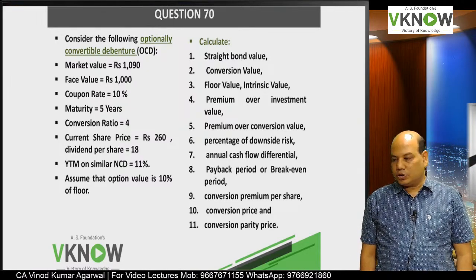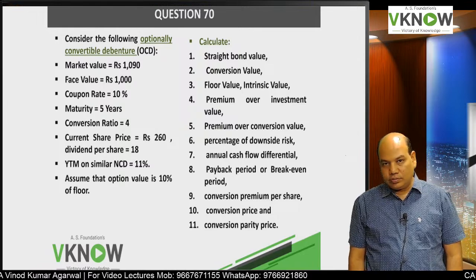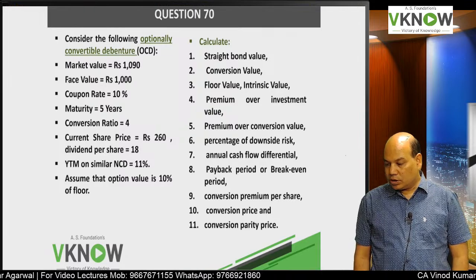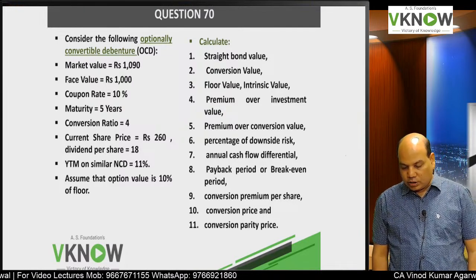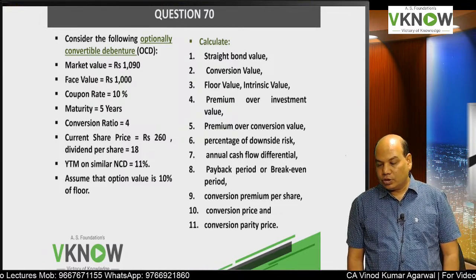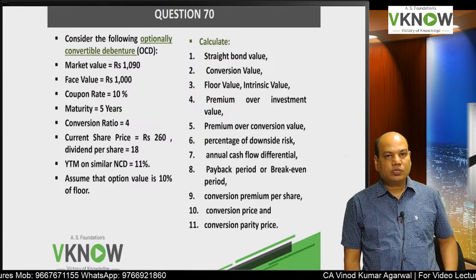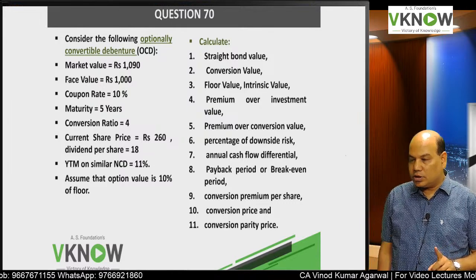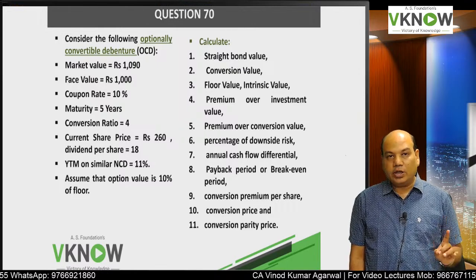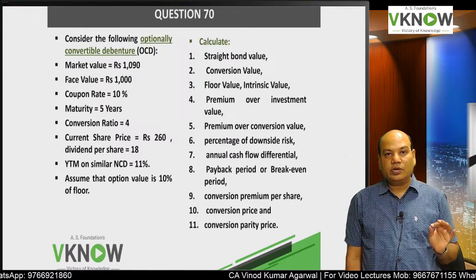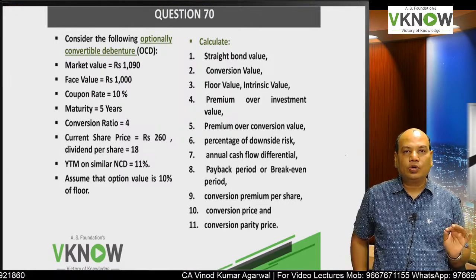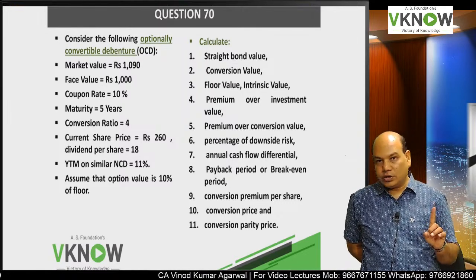Consider the following optionally convertible debenture. Market price is 1090, face value is 1000, coupon rate 10%, maturity 5 years, conversion ratio 4. 4 means 1 debenture into 4 shares. Current share price is 260. Dividend per share is 18. YTM on similar non-convertible debenture is 11%. Assume that option value is 10% of floor value that will be required for intrinsic value.